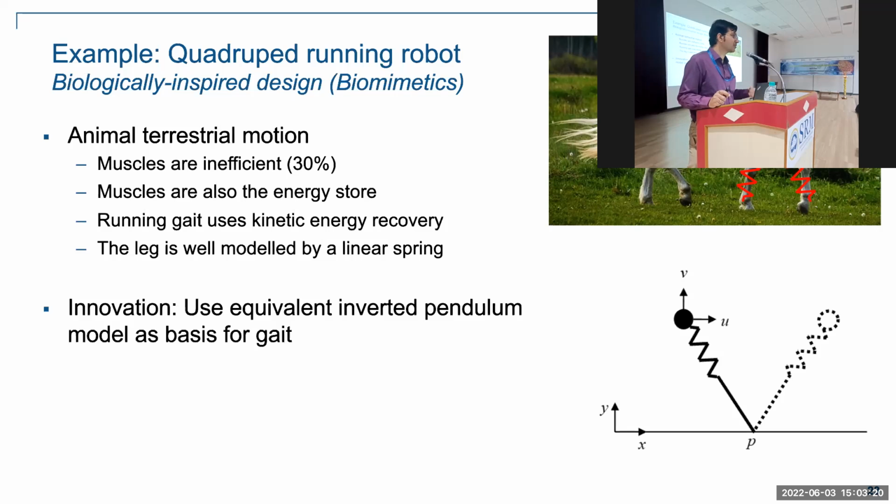Muscles are typically inefficient, so it is always good if you are able to recover a part of the energy that you are spending when you are moving that muscle. That is what horses do. So to build a robot like this, we can model it like an inverted pendulum. You can think of it like a spring with a mass connected at the other end of the spring.